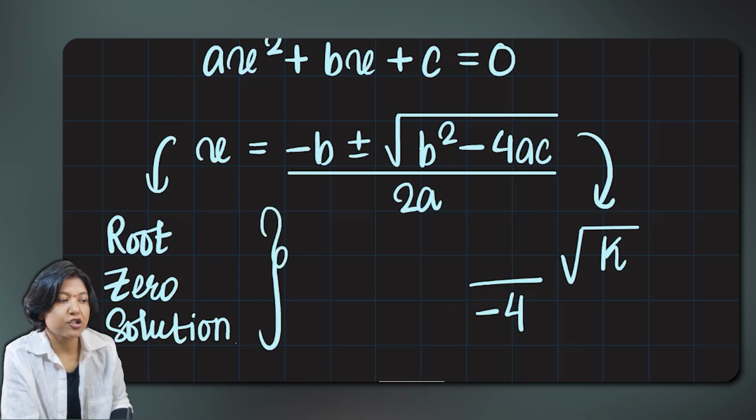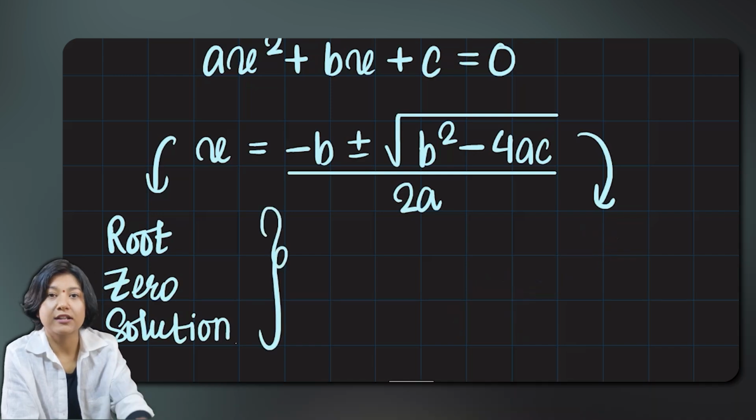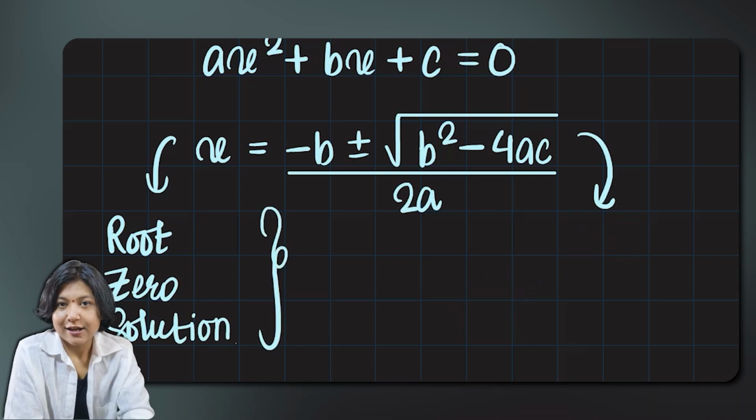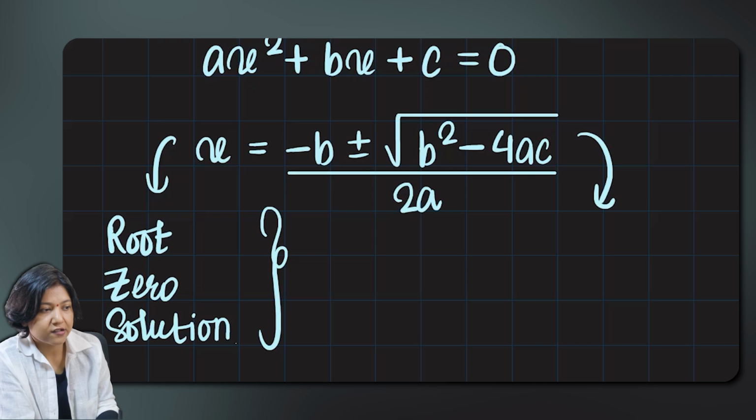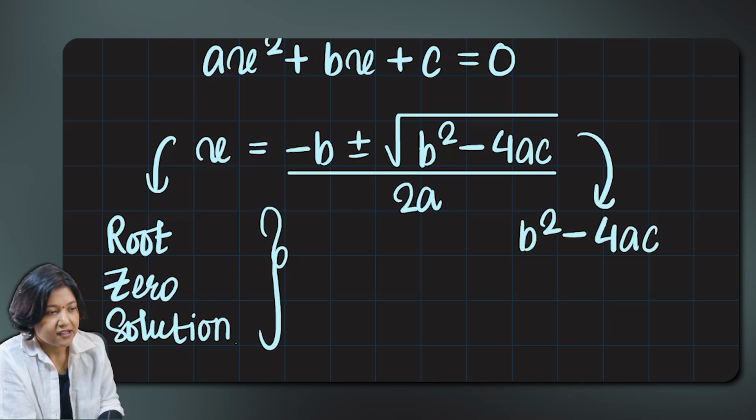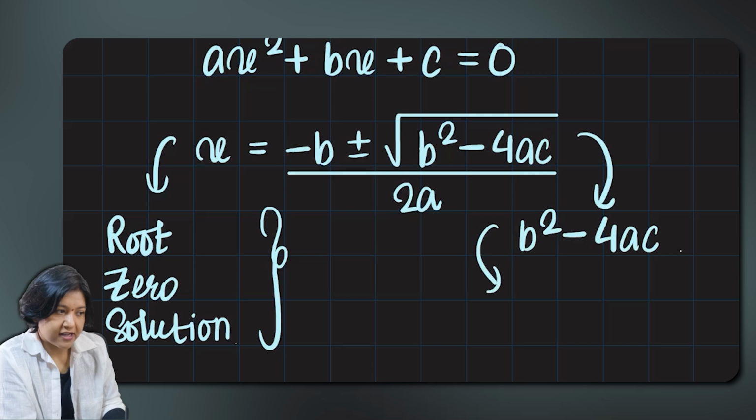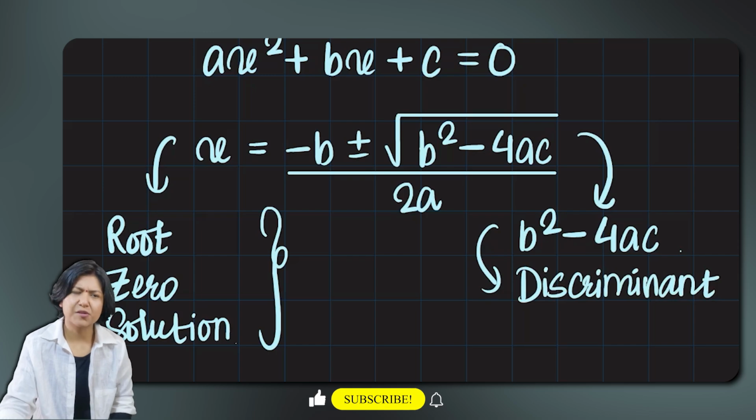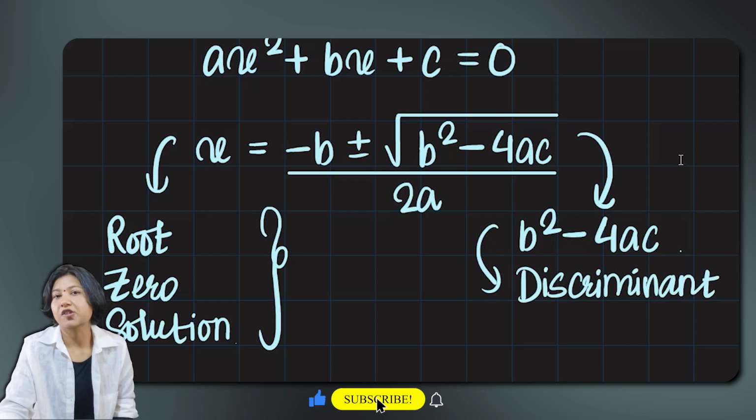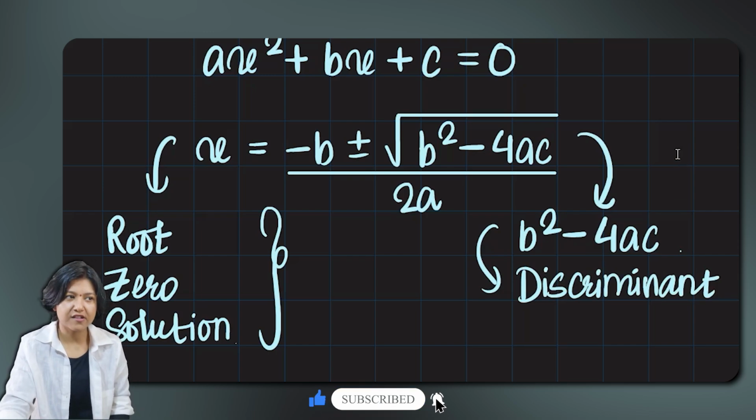Now, to find the nature of roots, or to find what kind of values we are going to get, we can look at what is inside this root. This expression, b squared minus 4ac, the part inside the root in the formula, is called the discriminant. What is the purpose of this discriminant?